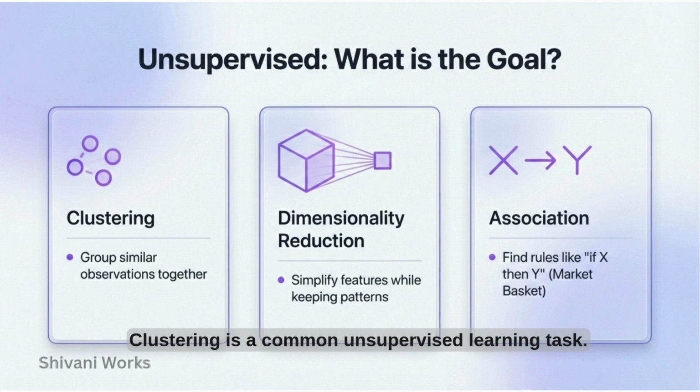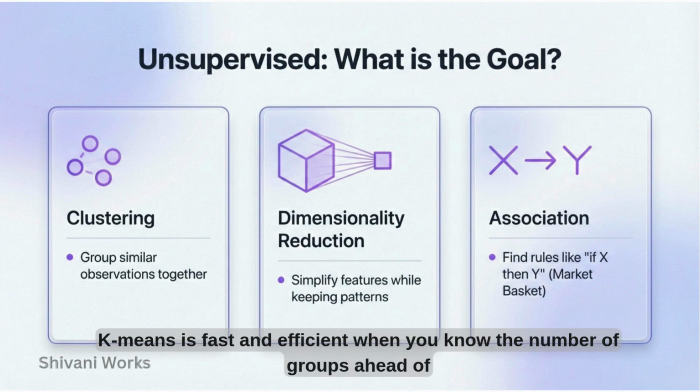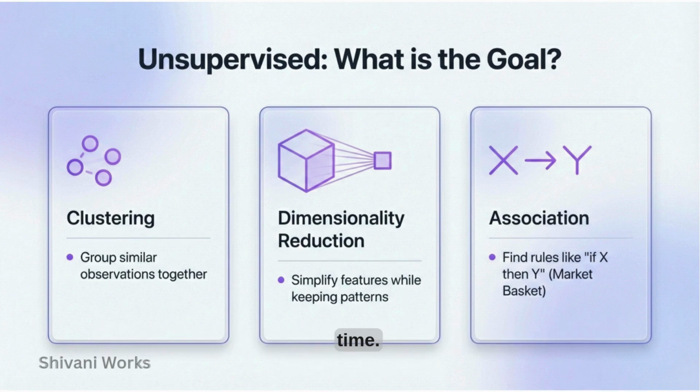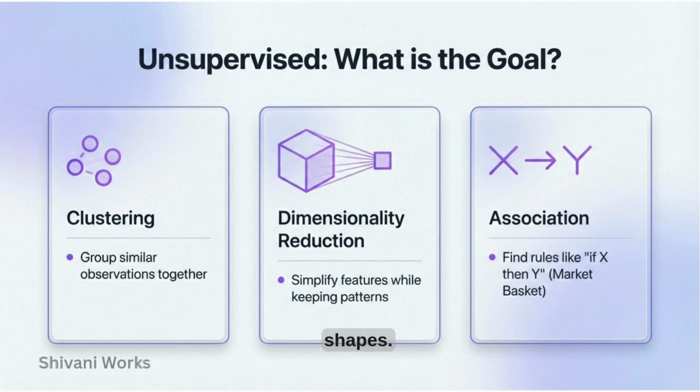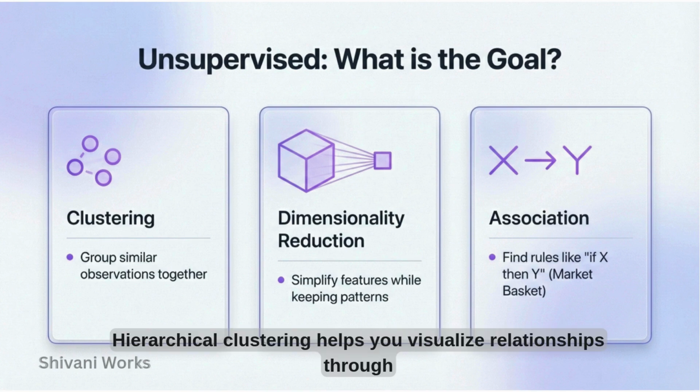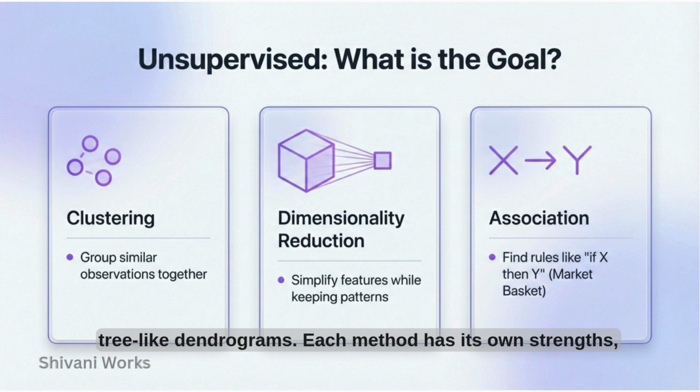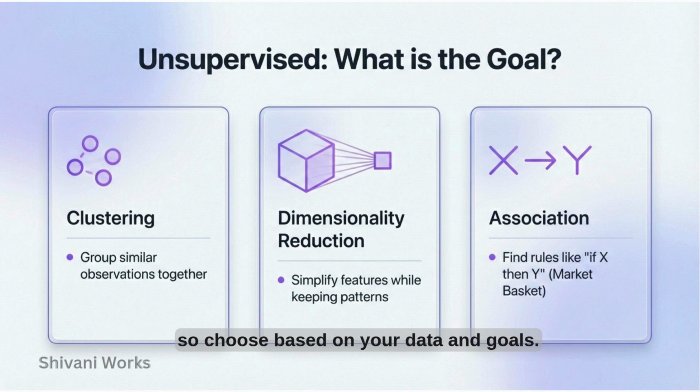Clustering is a common unsupervised learning task. K-means is fast and efficient when you know the number of groups ahead of time. DBSCAN is great for handling noise and clusters of arbitrary shapes. Hierarchical clustering helps you visualize relationships through tree-like dendrograms. Each method has its own strengths, so choose based on your data and goals.